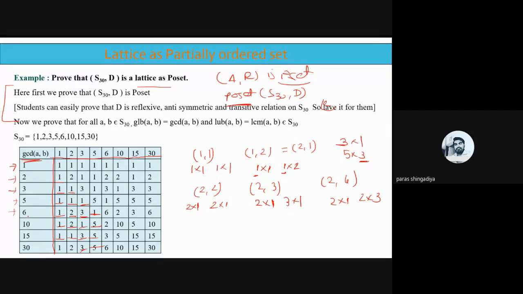So make it pair 6 with all numbers. 6 with 6 का GCD होगा 6. 6 with 10 का GCD. तो 6 और 10 में common क्या है? That is 2, the common. 2 into 3 and 5 into 2. So 2 is a common factor, common divisor. So the answer is 2.